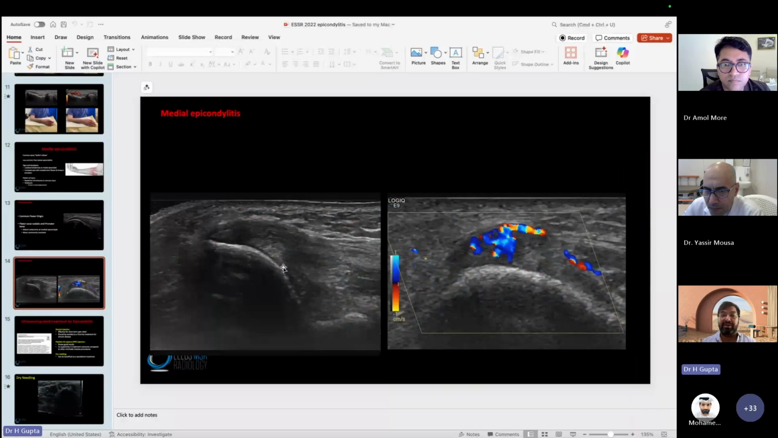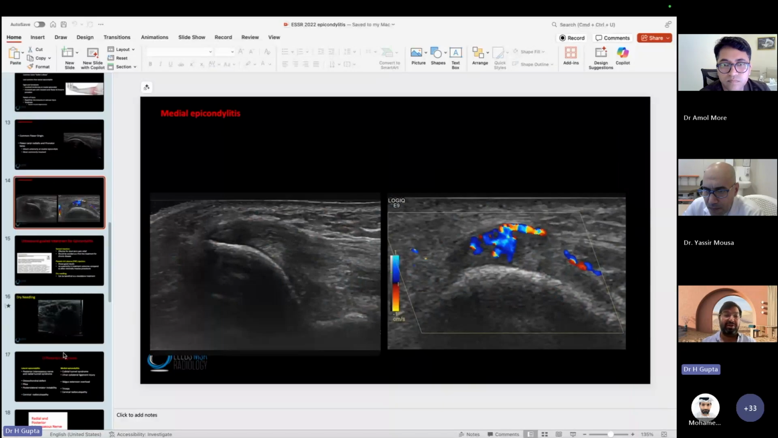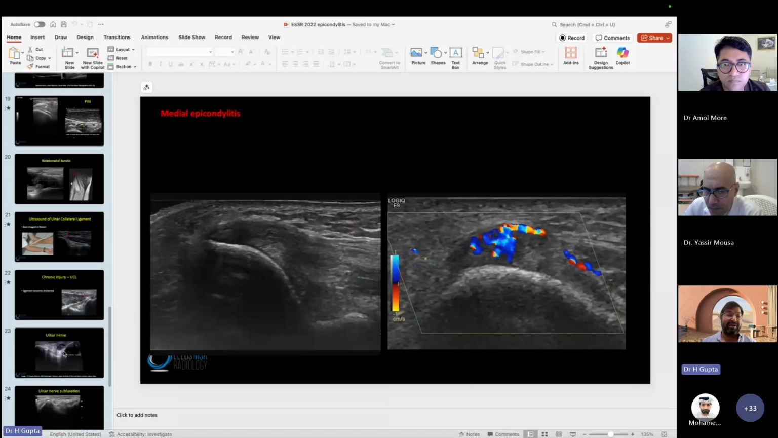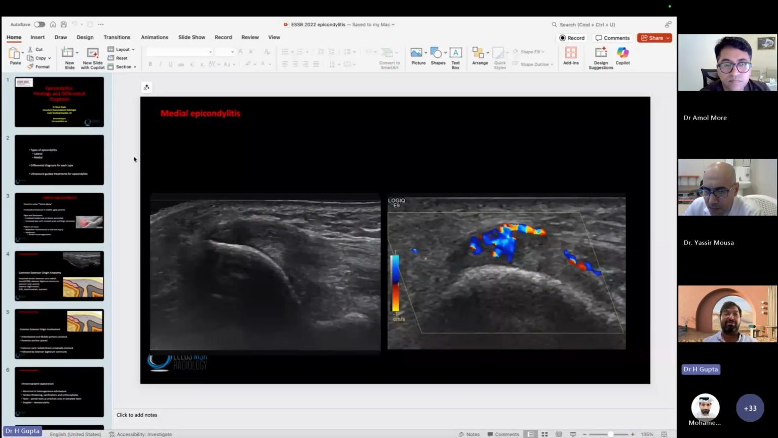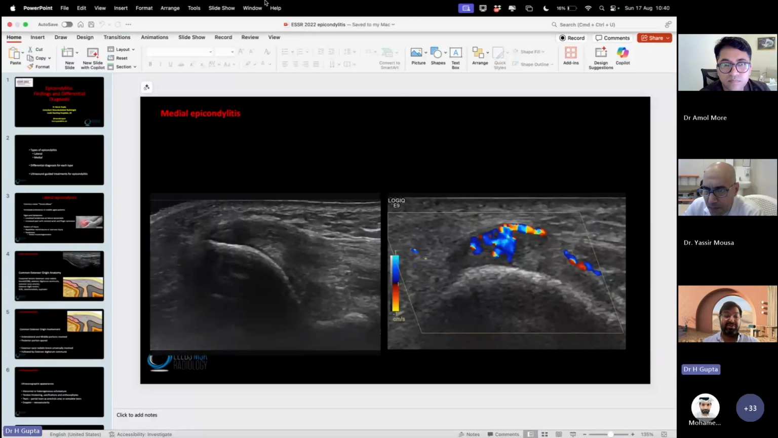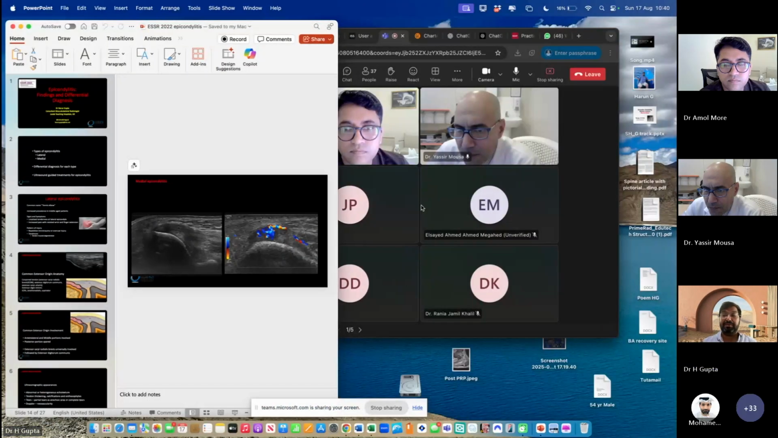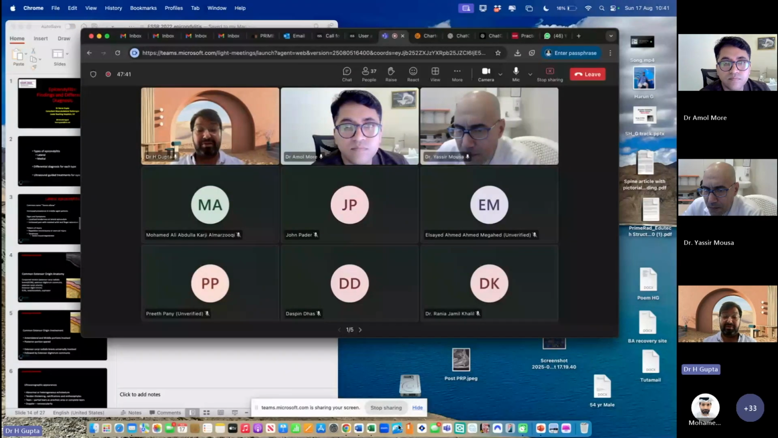This is medial epicondylitis. Again, hypoechoic changes and neovascularity. I have various other examples, but equally, ultrasound plays a very great role in evaluating different structures, as you showed: medial, lateral, anterior and posterior. So I think that's the only thing I would like to add. But overall, thank you for the great presentation.